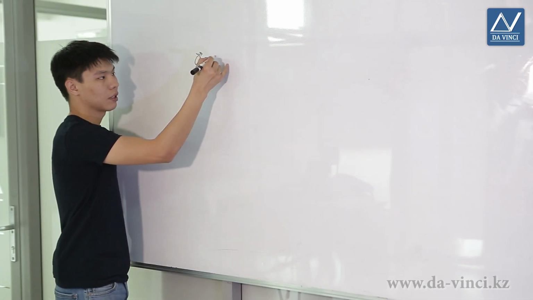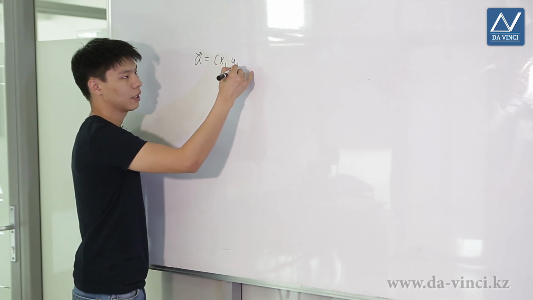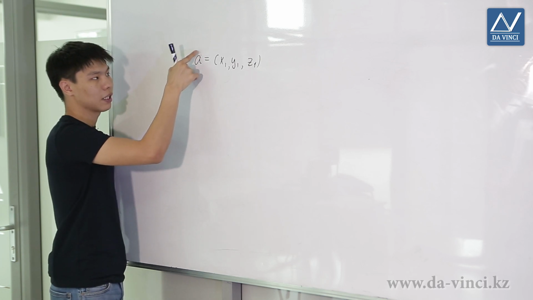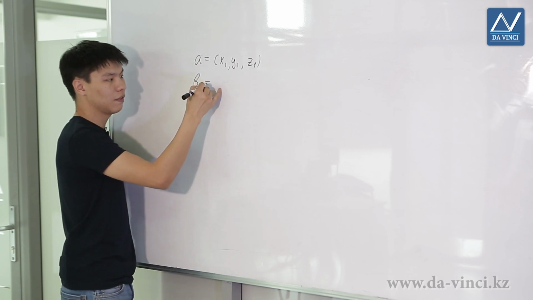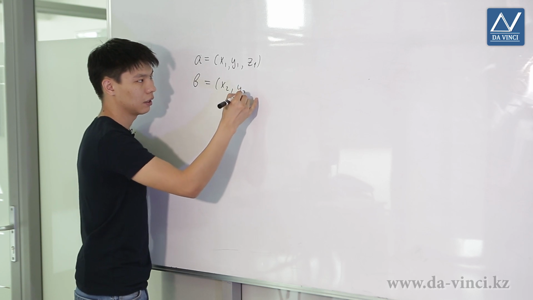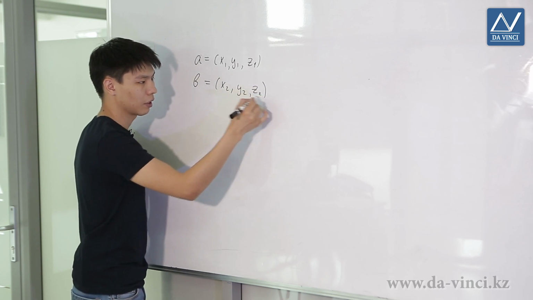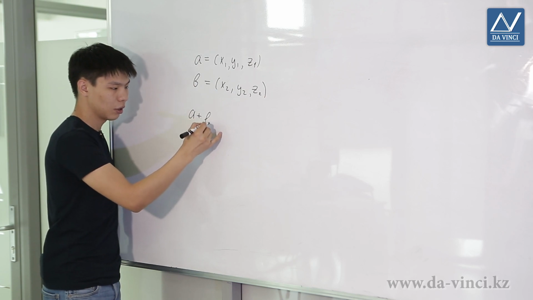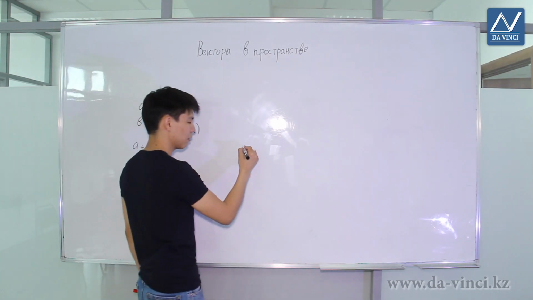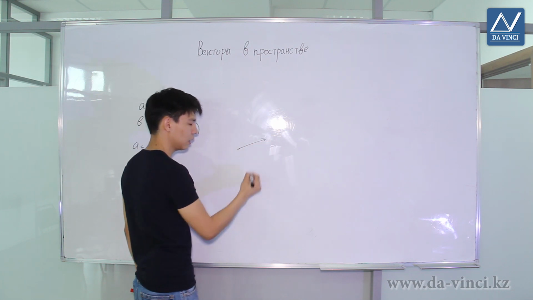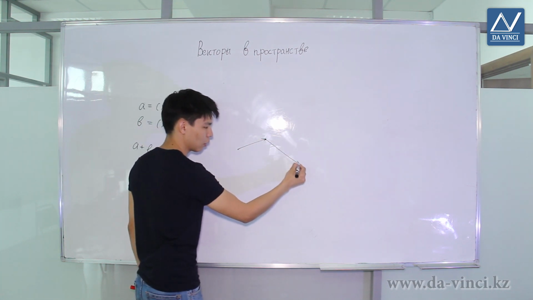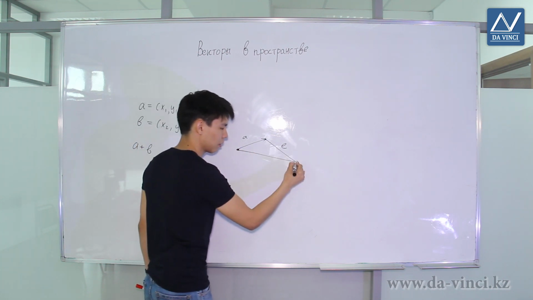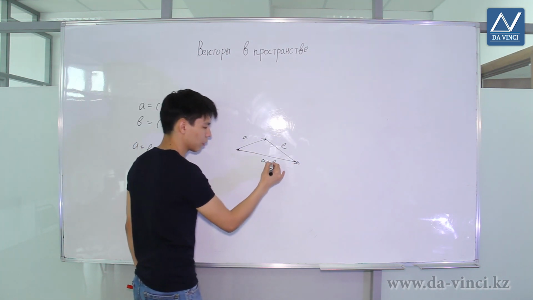Let's have a vector a with coordinates x1, y1, z1, and vector b with coordinates x2, y2, z2. Let's omit the vector symbol in the future. Then we can introduce the concept of the sum of these vectors. You might remember from school that in order to add two vectors, we must first plot one vector, plot the second vector from its end, then connect the beginning of the first and the end of the second. We will get the sum of these vectors.